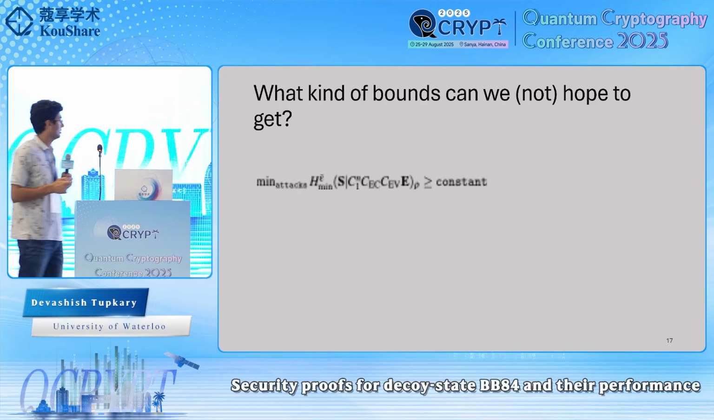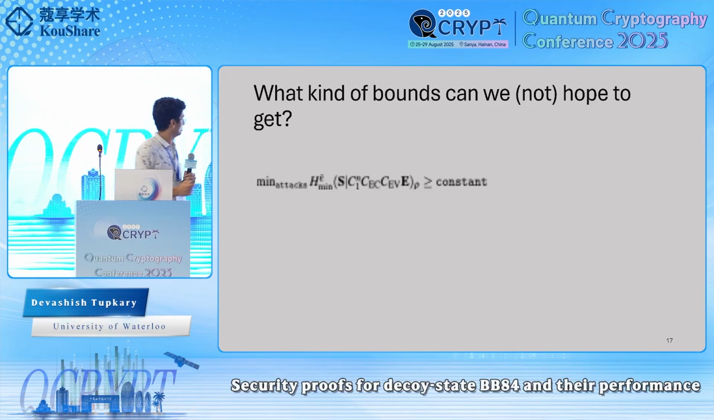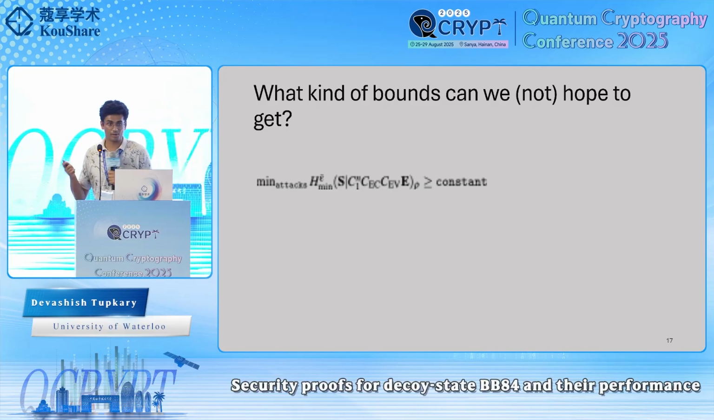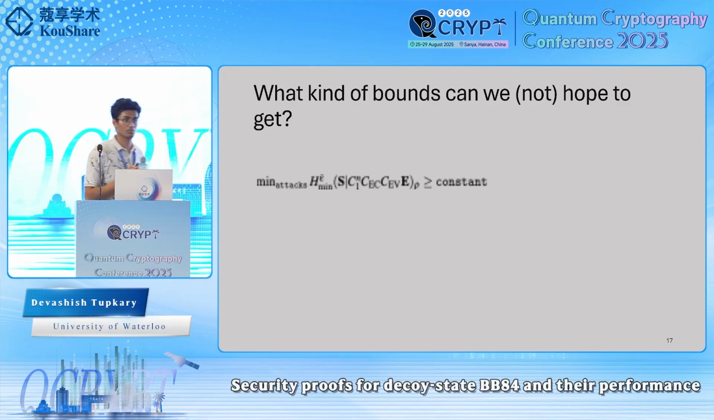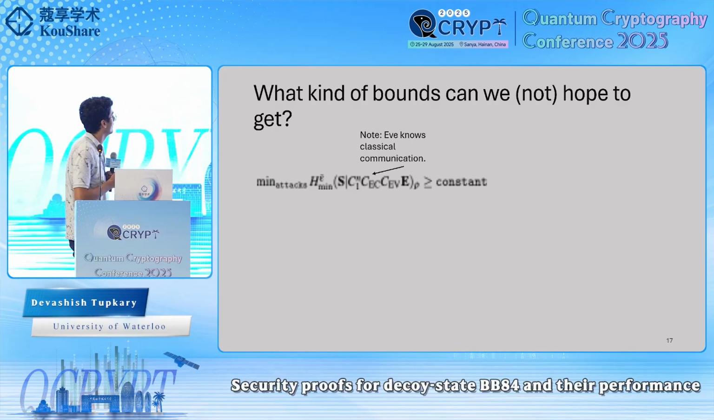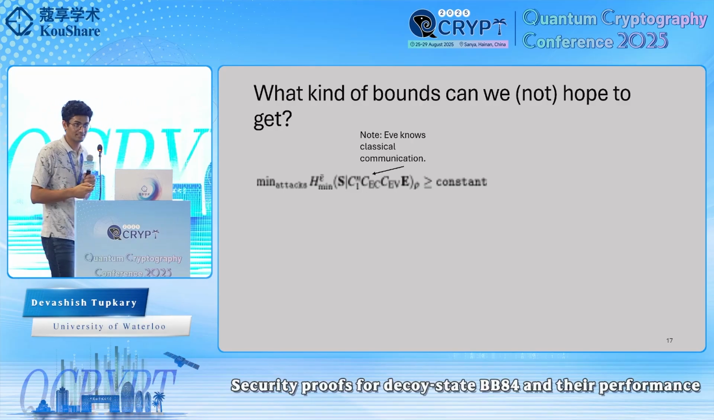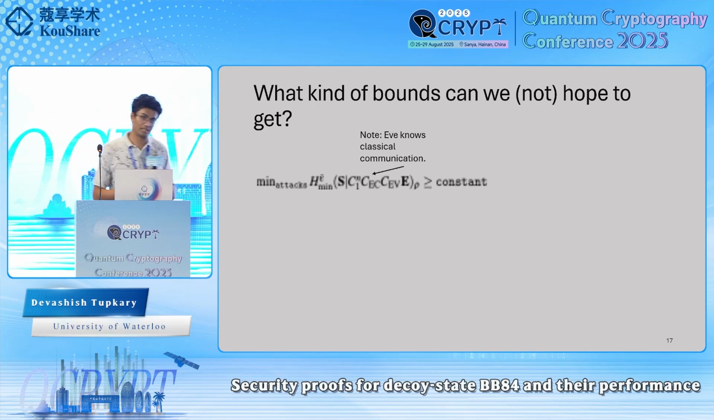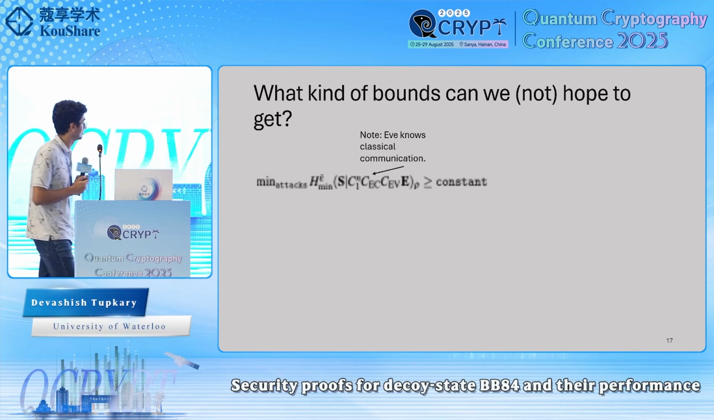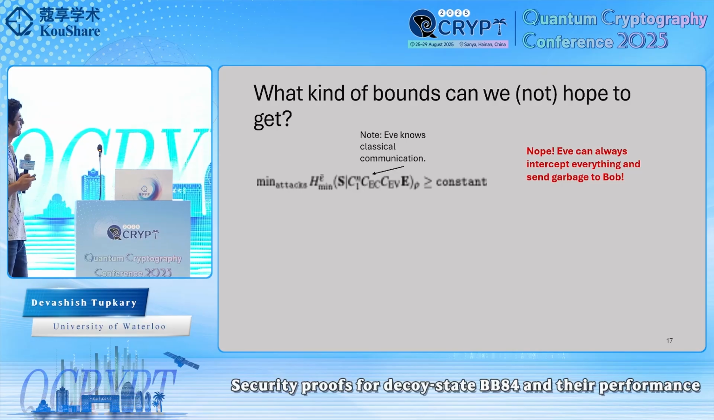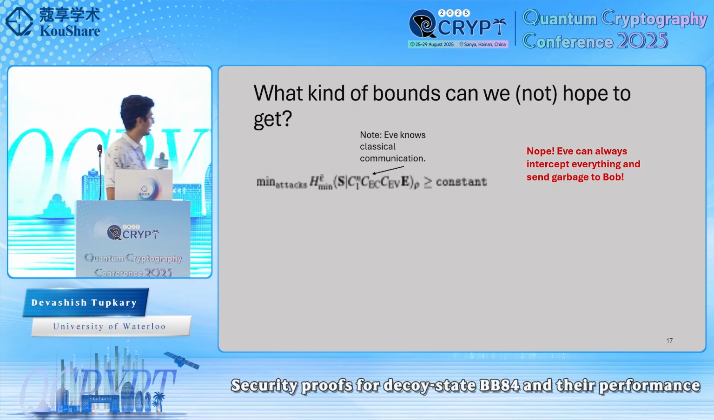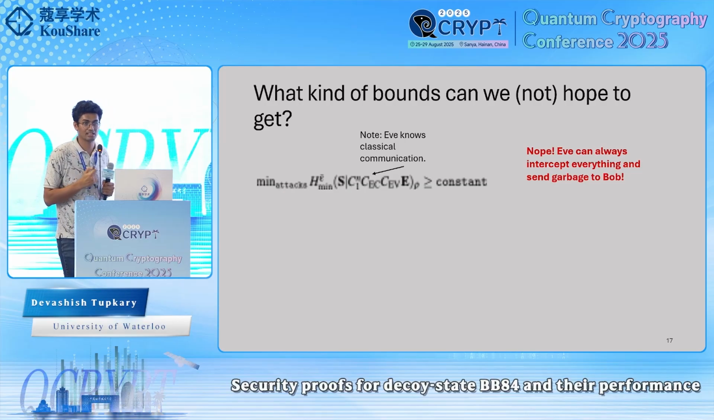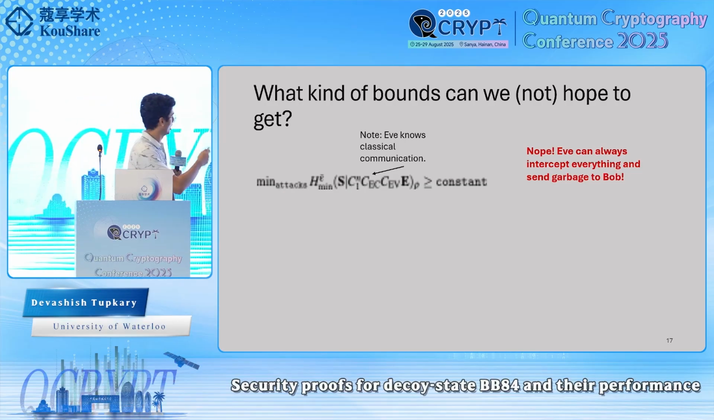So you might ask for something like, over all possible attacks, the min entropy of whatever Alice holds, given whatever Eve holds, is greater than some non-zero constant. Right? And notice that we have to give all classical communication to Eve because we only have access to an authenticated classical channel. Nope, this is hopeless because of the garbage attack. Eve can always intercept everything that Alice sends out, forward garbage to Bob, then this entropy is exactly 0.